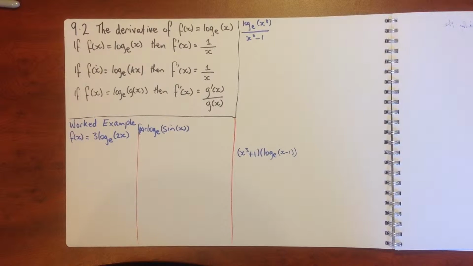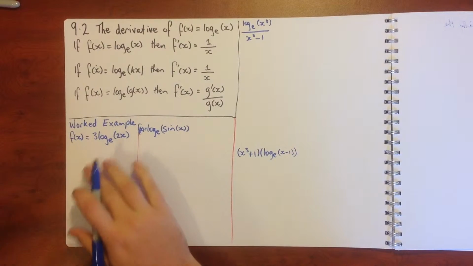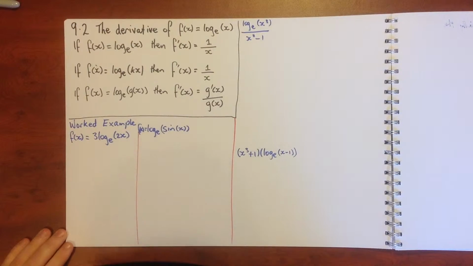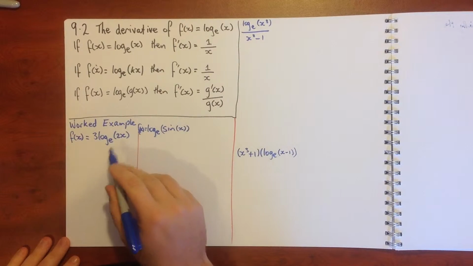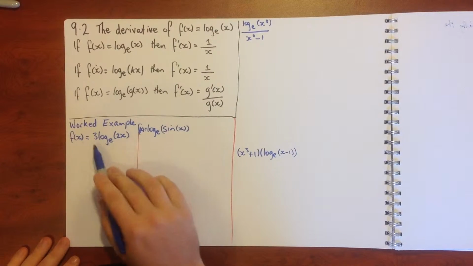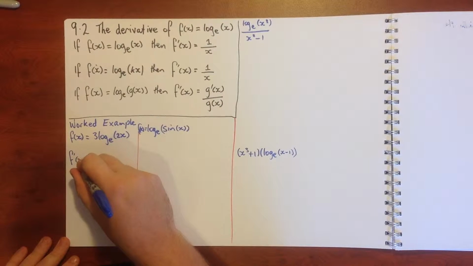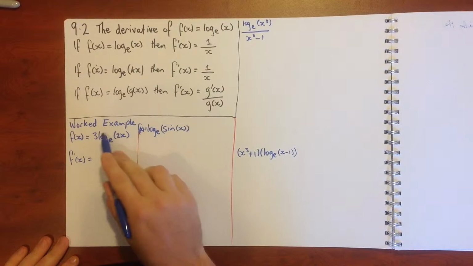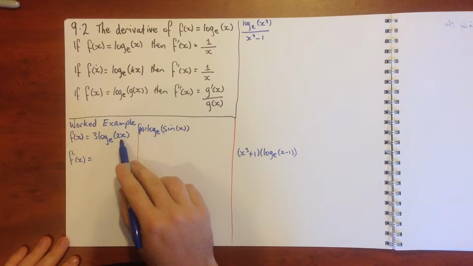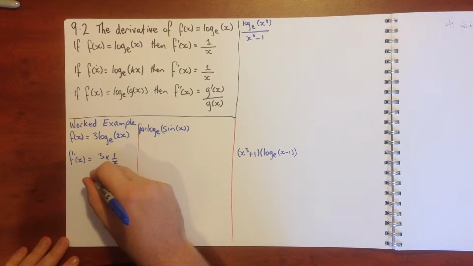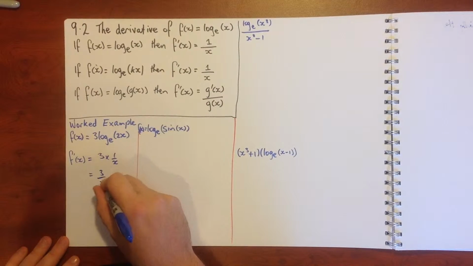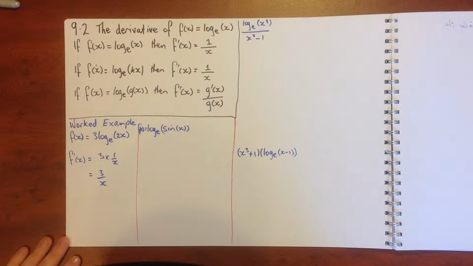Our first one, and for all these we're finding the derivative, of f of x equals 3 log to the base e of 2x. So f dash of x: the derivative of log to the base e of 2x is 1 on x, so we just have to times that by 3, which gives us 3 times 1 on x, which just equals 3 on x. That's all it is.